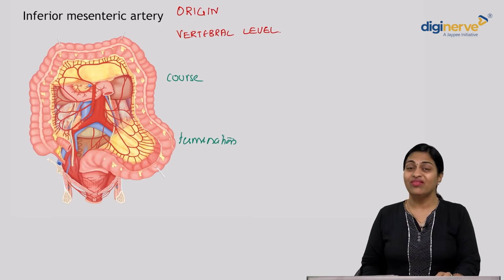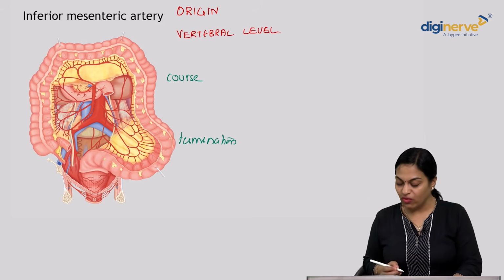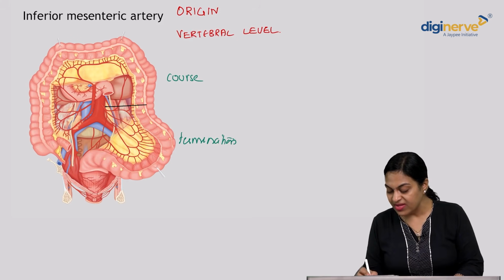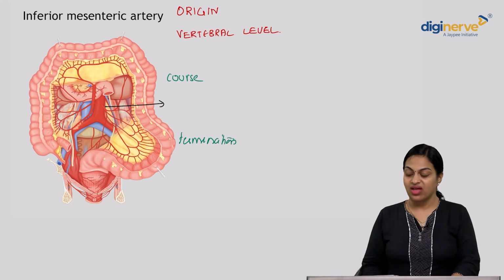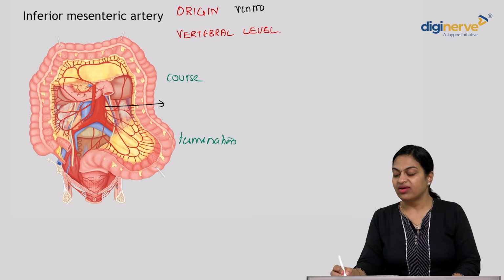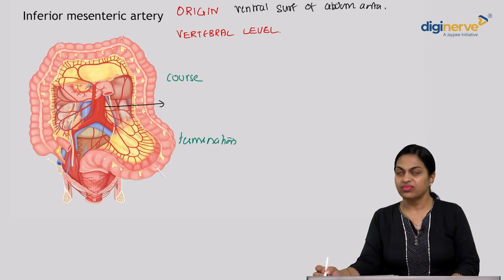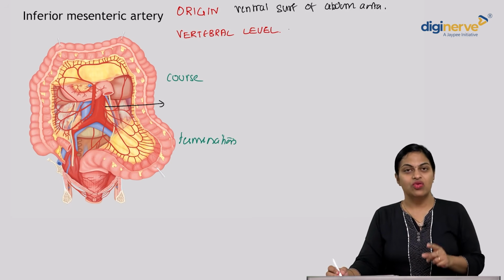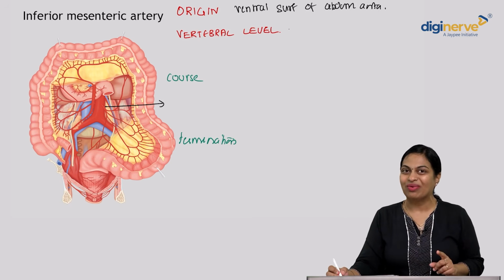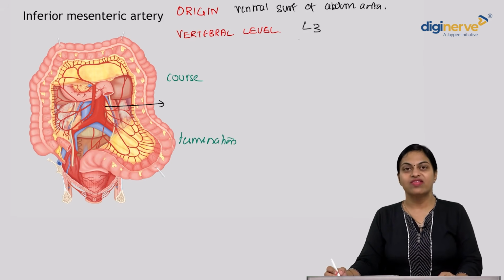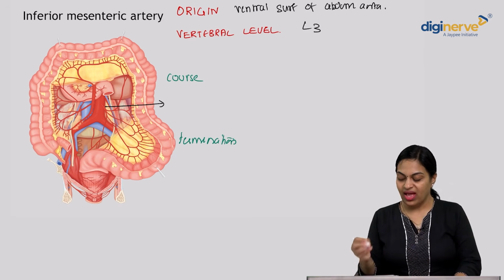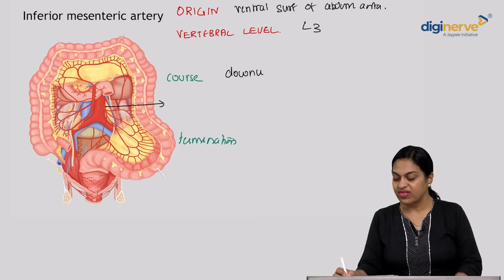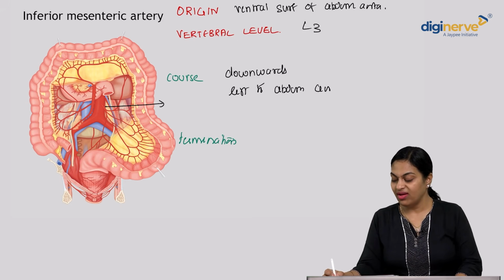Now, let us move on to the inferior mesenteric artery. Where to look for the inferior mesenteric artery? This is the inferior mesenteric artery. It arises from the ventral surface of the abdominal aorta, opposite the vertebral level L3, the subcostal plane. The celiac trunk was T12, and the superior mesenteric artery L1, the transpyloric plane. It runs downwards and lies to the left of the abdominal aorta.